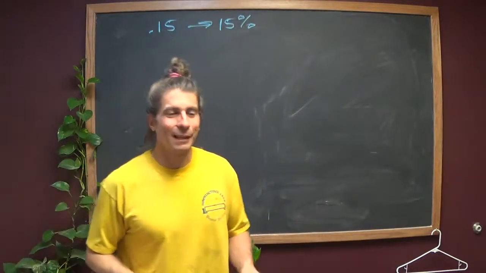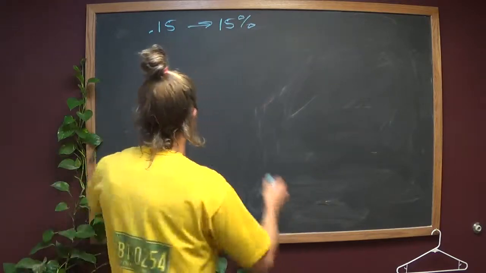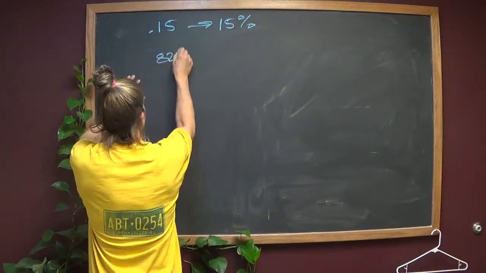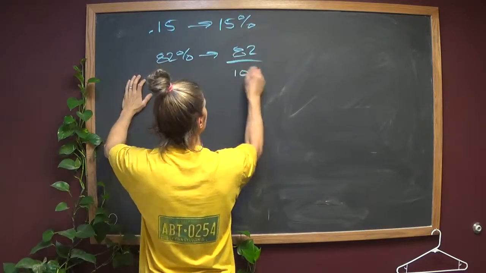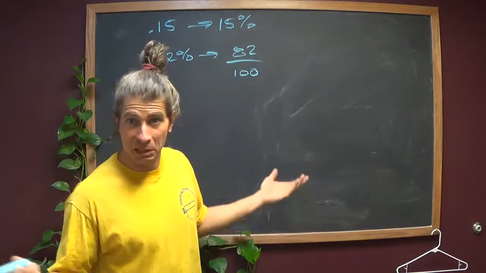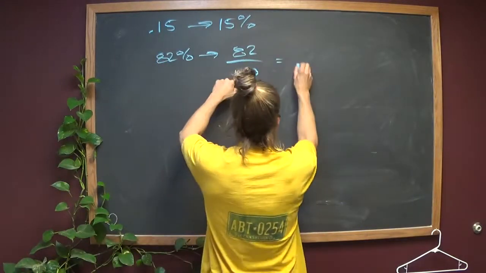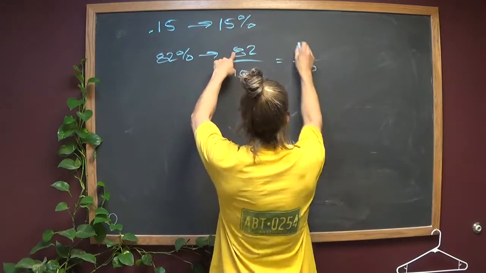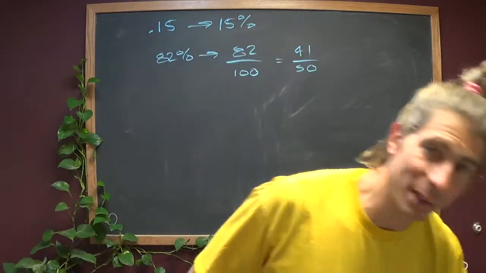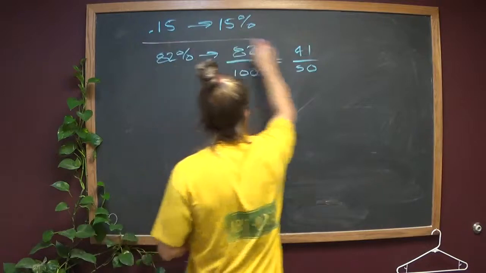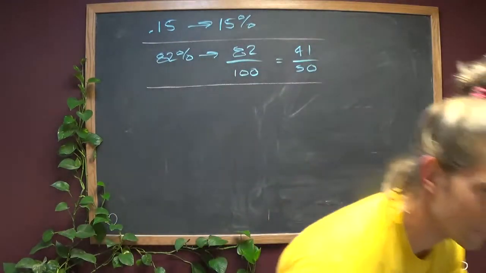Use technology. The next one: express 82% as a fraction with 50 in the denominator. Well, 82% means 82 per 100, right? Makes sense. To get a 50 in the denominator, you're going to have to cut this in half, which means you cut the numerator in half to maintain the value, the equality of the fraction. So 41/50. And there you go. Not too bad.